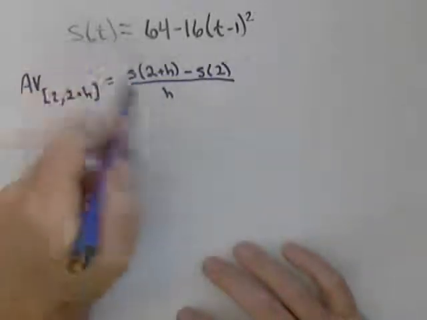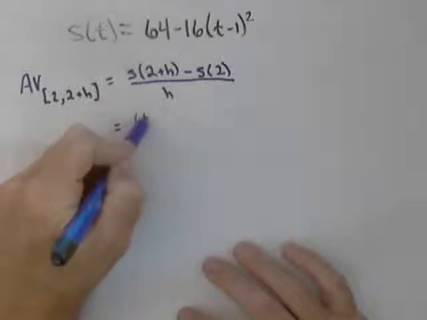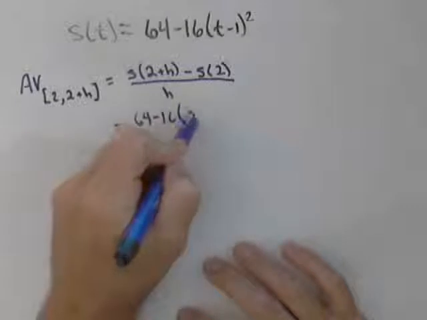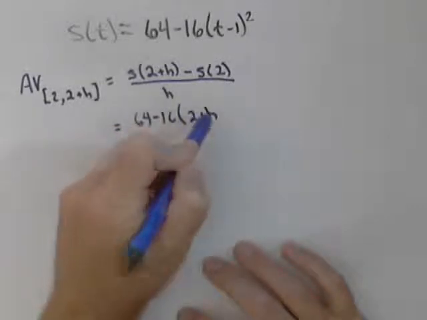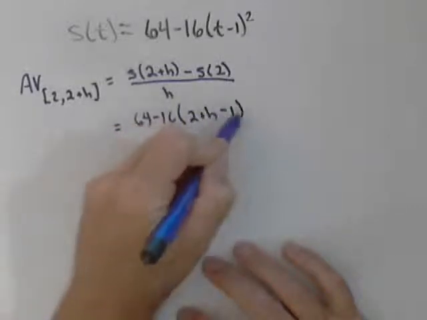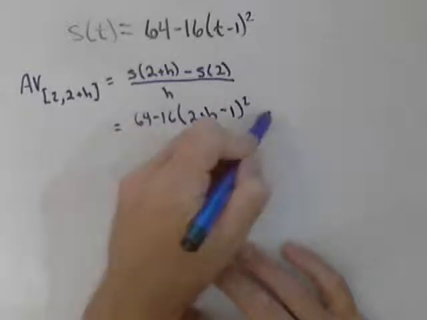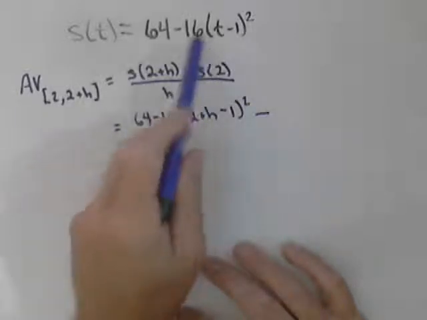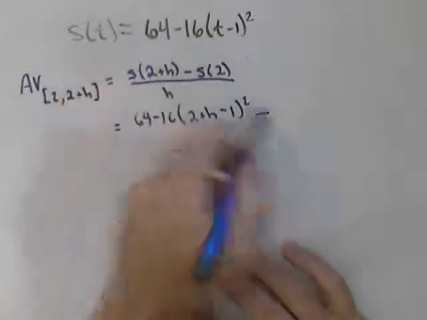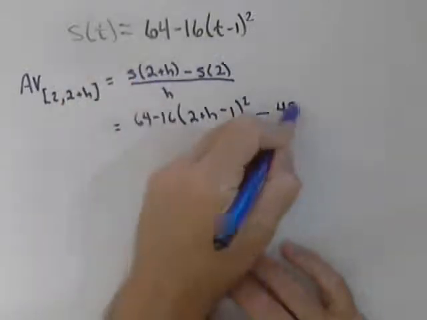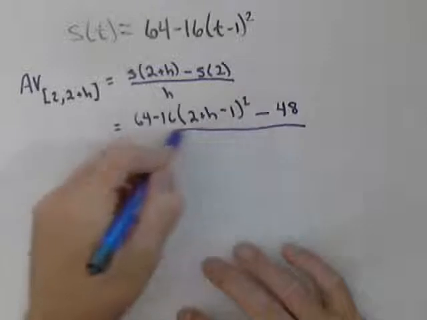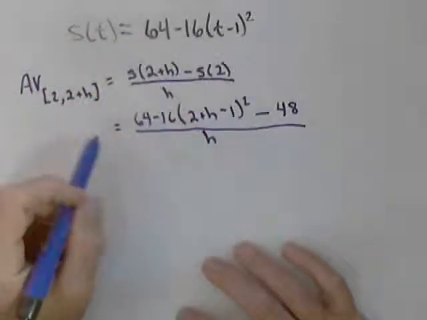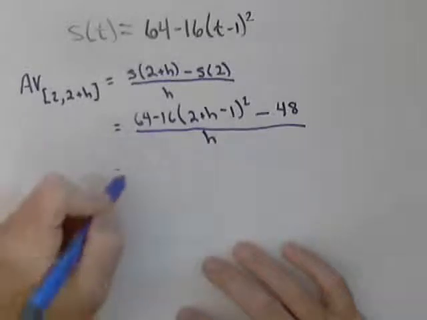So S of 2 plus H is going to be 64 minus 16 times, now here's where the 2 plus H comes in, putting in the 2 plus H for t, minus 1 squared, minus, now S of 2, which we've calculated before, is 48, all over H. And the S of 2, just plug 2 in for t and calculate. So now we got some simplifying to do.